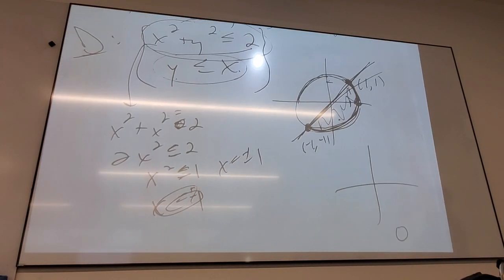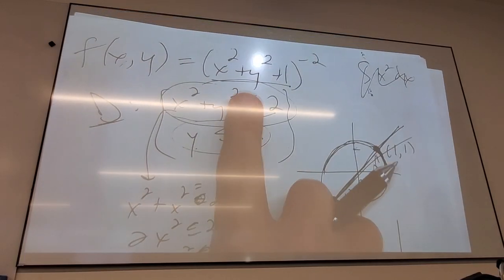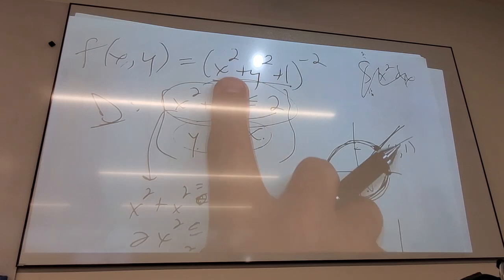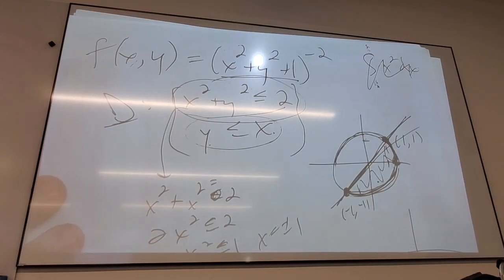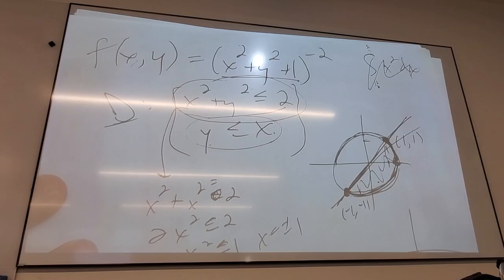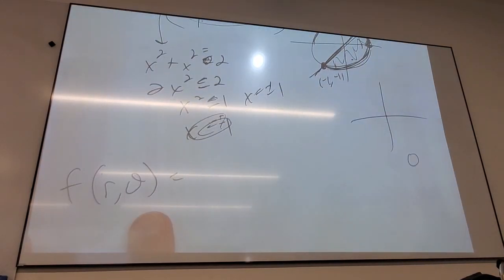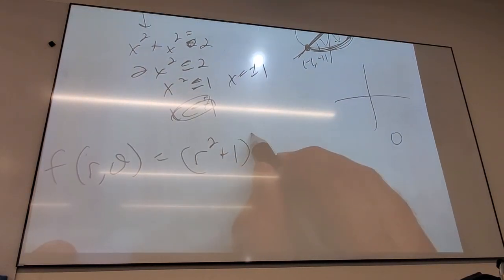So do you guys see how I automatically do not want to try to set this up with rectangular coordinates? What is it about the problem that by itself tells me polar might be a good option? X squared plus y squared. Yes? Okay. So if I want to make this into polar, the first thing is, what does my f function become? F of r theta. R squared plus 1 to the negative 2.